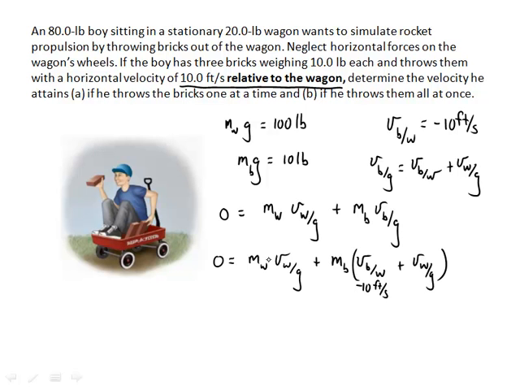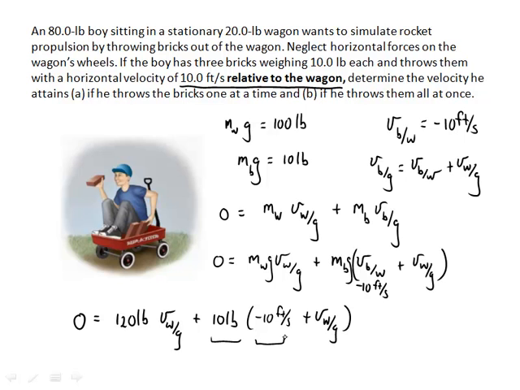Now notice I can multiply everybody by g for gravity and just use weights, and it's not going to matter as far as my solution goes. So let's throw one brick. So 0 equals the mass of the wagon times g, which is 100 pounds, times the velocity of the wagon with respect to the ground, plus 10 pounds, that's the mass of the brick, times g, and I better make a change here. This is going to be 120 pounds because there's still two bricks inside the wagon, times minus 10 feet per second plus the velocity of the wagon with respect to the ground. So this 10 and this 10 will multiply to give me minus 100, and I'm going to bring that then to the left side of the equation. So I get 100 pound feet per second equals 120 pounds times the velocity of the wagon with respect to the ground.